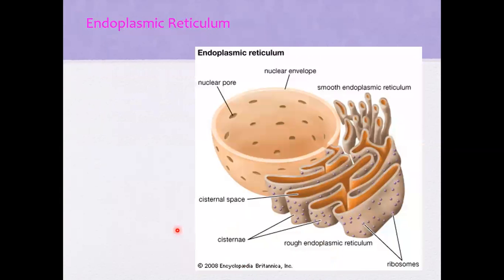Our endoplasmic reticulum is an extension of the nucleus. And there are two forms to this endoplasmic reticulum, or ER. We have the rough ER, which looks like it's got these little knobs on it because those are the ribosomes. Those are where our ribosomes are created. And we have our smooth endoplasmic reticulum, which is ribosome-free.